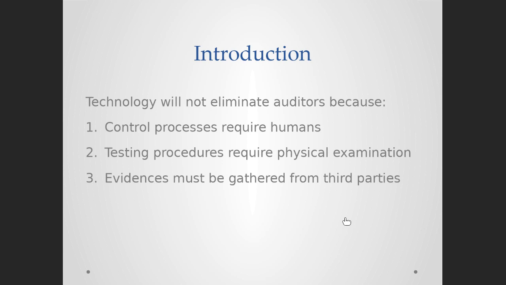What is the second goal of internal controls? Second goal of internal controls. Anyone? Second goal is to ensure effective and efficient operations. Effective and efficient operations.